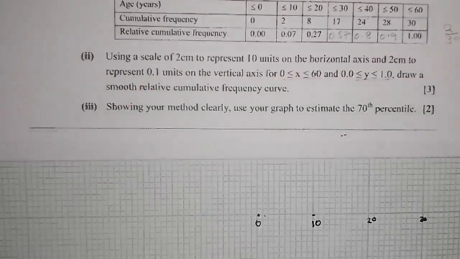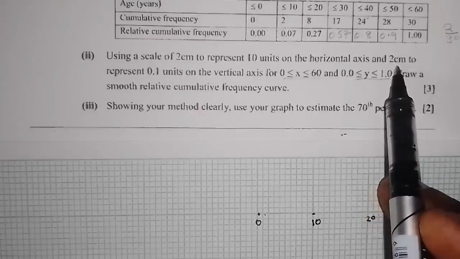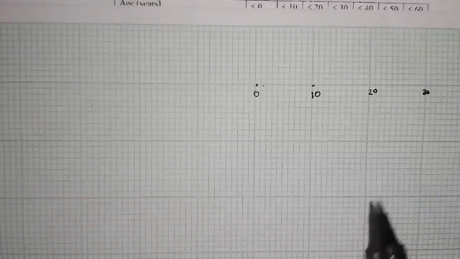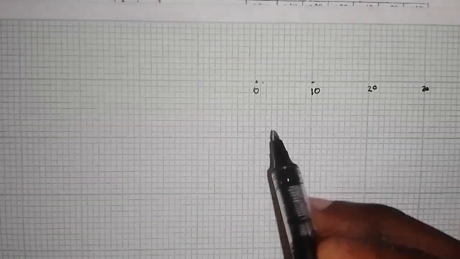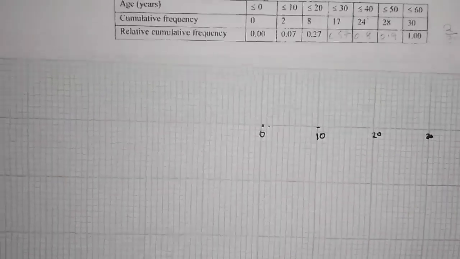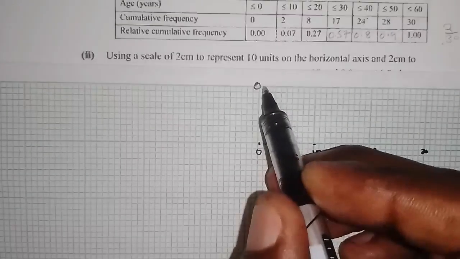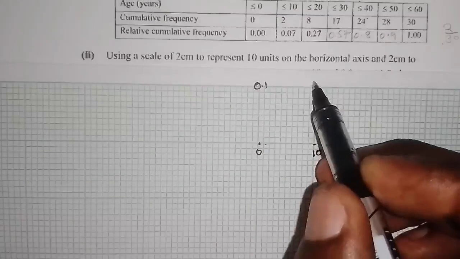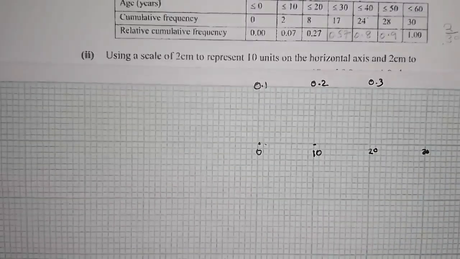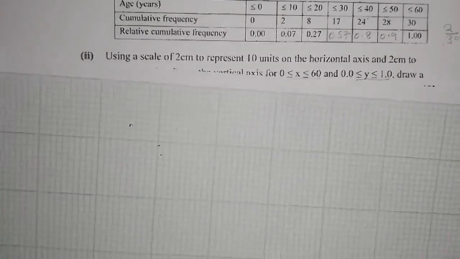And then on the y-axis, 2 centimeters represents 0.1. So on this side, if you say 0.1 there, the next part you say 0.2, then 0.3. That's the idea, and that's the most important thing. Now let's dive into that.